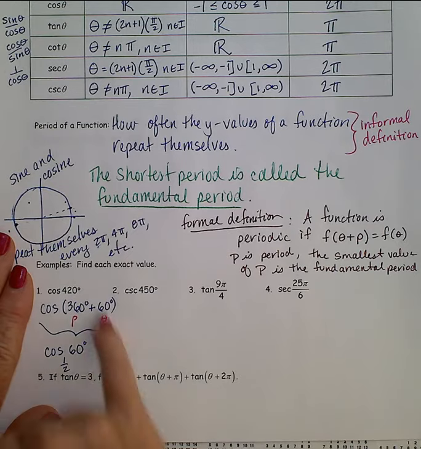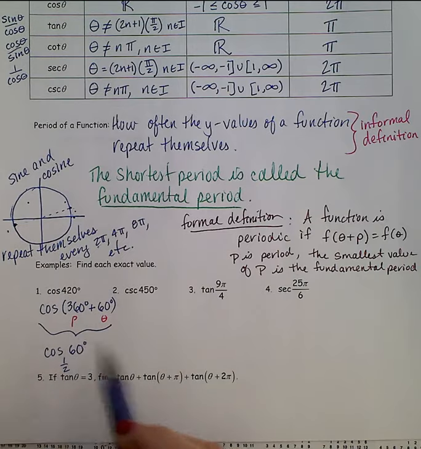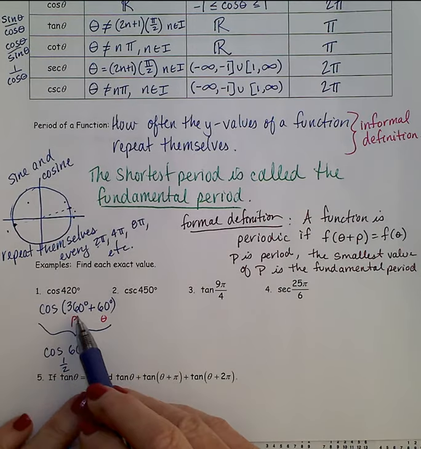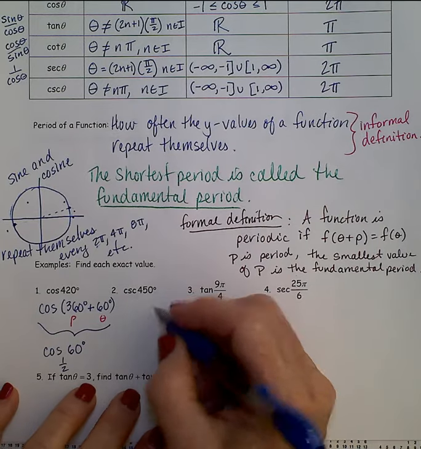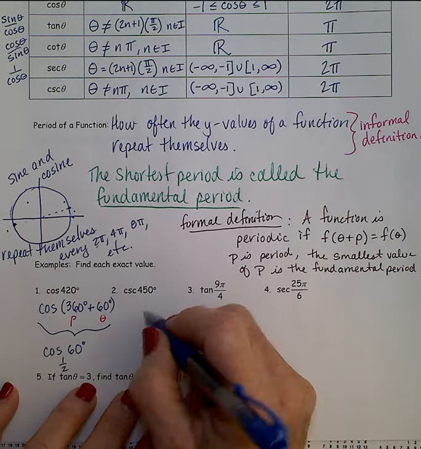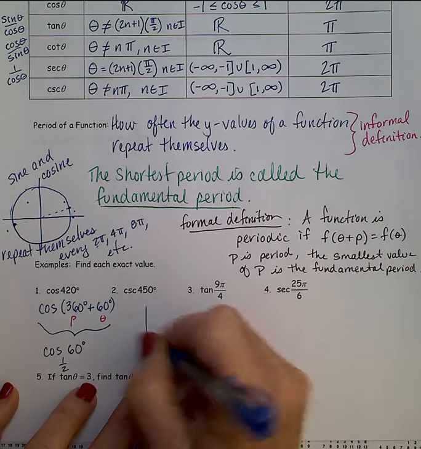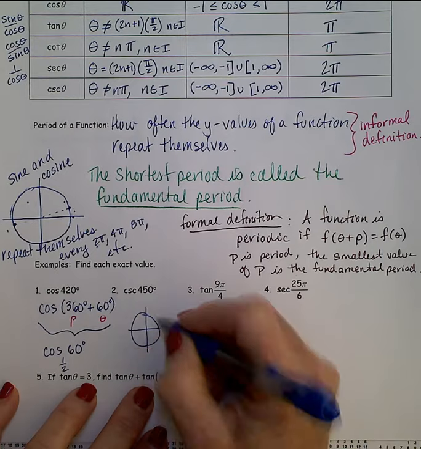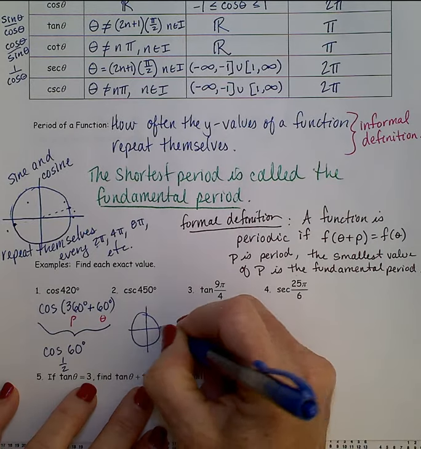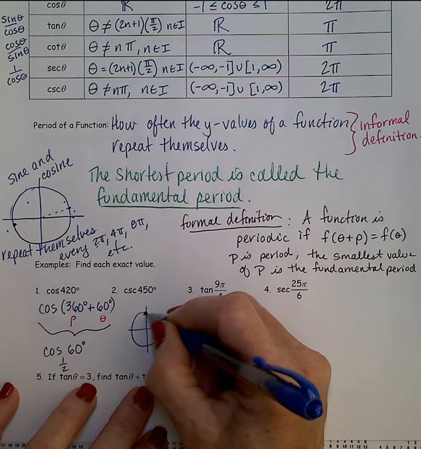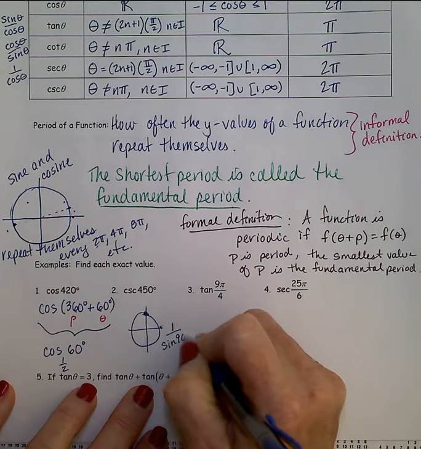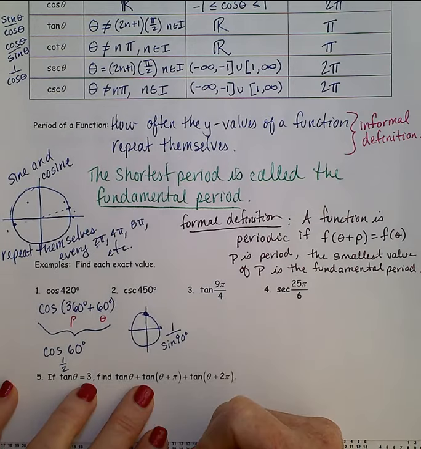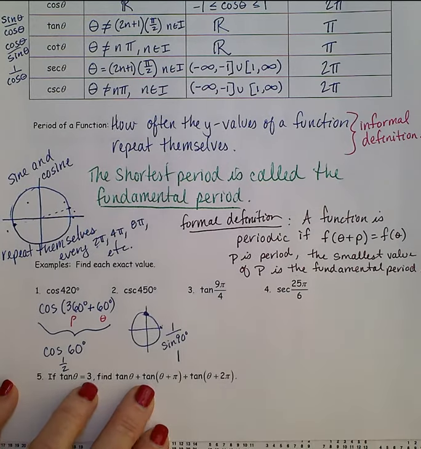Personally, I think that's a lot of writing to do, and it's harder to actually separate out those periods. That's why I like doing these with the wrapping function. If we go back to this cosecant of 450, we'll just think, where is 450? 360 gets you around once, and you have a remaining 90 to get here. So I'm looking for 1 over the sine of 90. Sine up here is 1. 1 over 1 is 1.